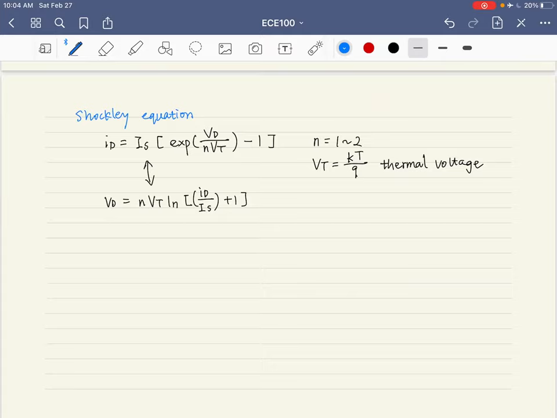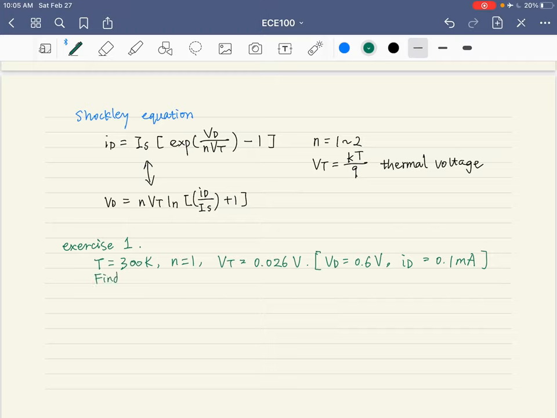All right, let's do an exercise now. Suppose we have a diode at a temperature of 300K, and we know that N equals 1, VT equals 0.026 volt. And someone applies a voltage of 0.6 volt to the diode and measures the current to get 0.1 milliamp. Okay, so the question is to find the saturation current.